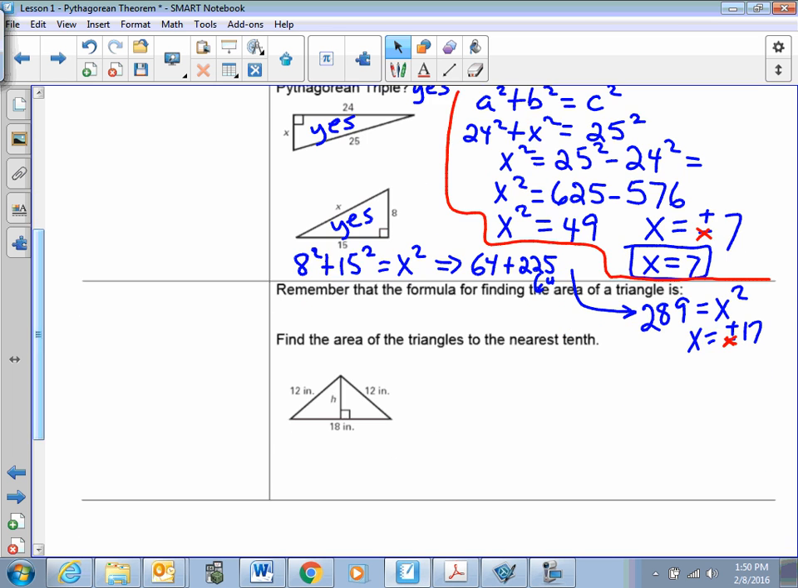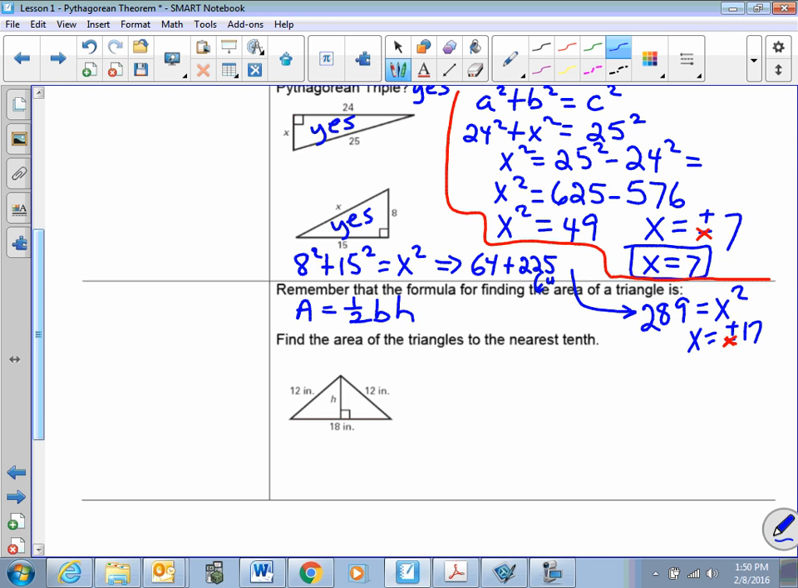Okay. Remember the formula for finding the area of a triangle. Remember we had this on our last test. Some of you did not remember. The formula for finding the area is 1/2 base times height. All right, so let's find the area of the triangles to the nearest tenth.